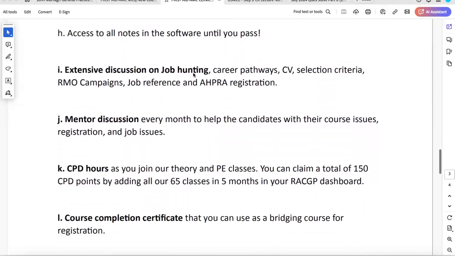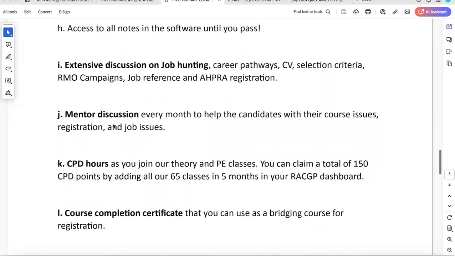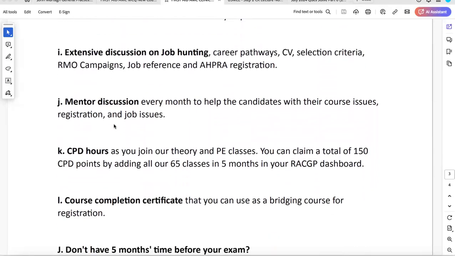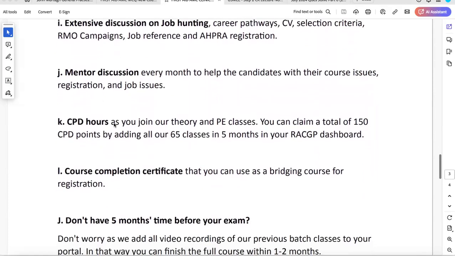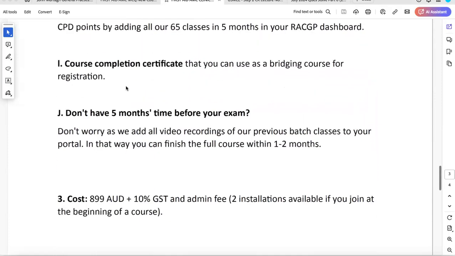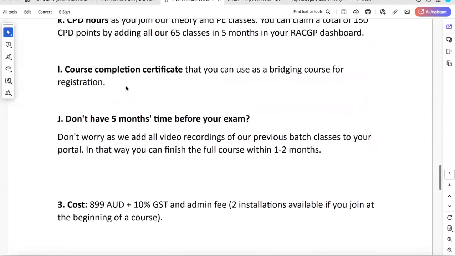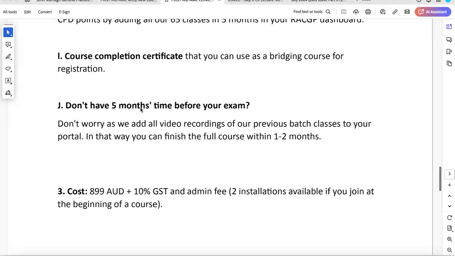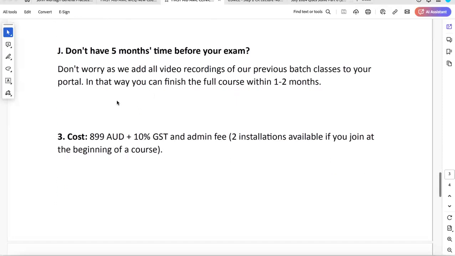We also take sessions on APRA registration, CV, job hunting, RMO campaign. So there will be a class coming up after this 2-week session is finished. So definitely join that class. You can also gain CPD points if you are a member of RACGP or ACRRM. You get a course completion certificate, so that's also important.